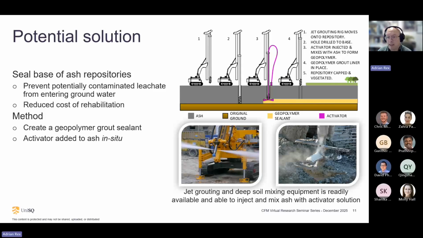As we've seen already today, fly ash is in demand as an SCM, as a supplementary cementitious material. So can we, in fact, create a geopolymer sealant at the bottom of the ash pond that prevents the movement of rain into the underlying groundwater? The equipment to do this is readily available for soil improvement, whether it's jet grouting or the deep soil mixing. So the concept is we inject the activator down into the bottom of the ash pond, mix it up, and in situ create this layer.